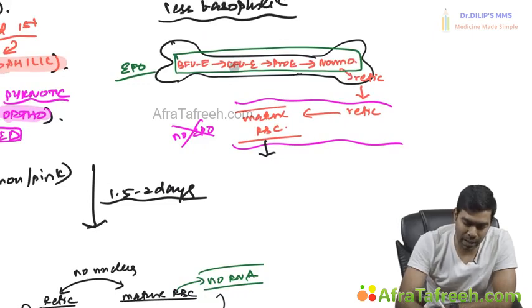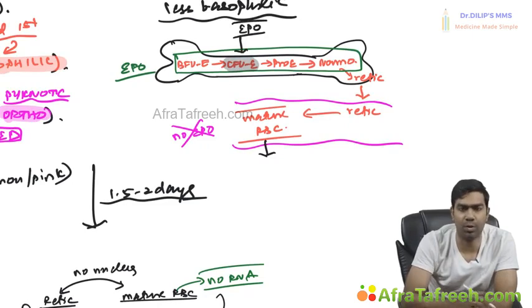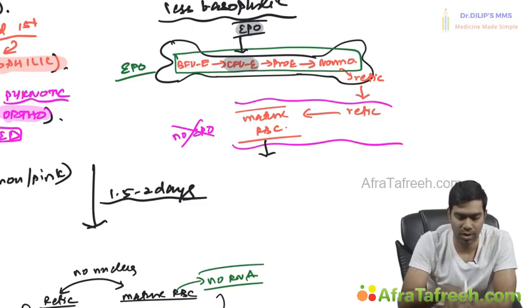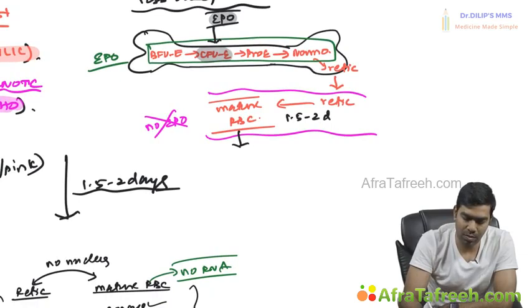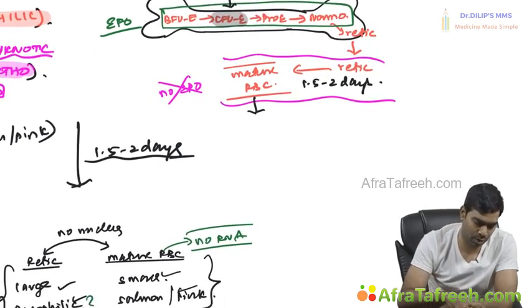And again, if they ask you, maximum effect of erythropoietin is seen on the CFUE, that is colony forming unit erythroid. So the conversion from here is 1.5 to 2 days in the peripheral smear. So all these things are very, very, very important points. So that's what I'm going to tell you.